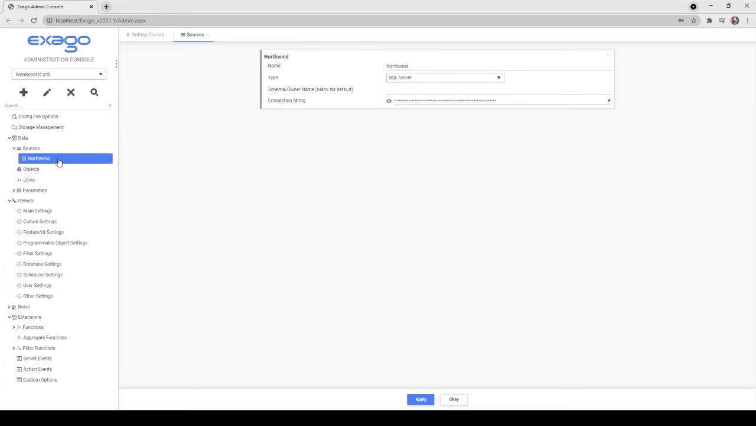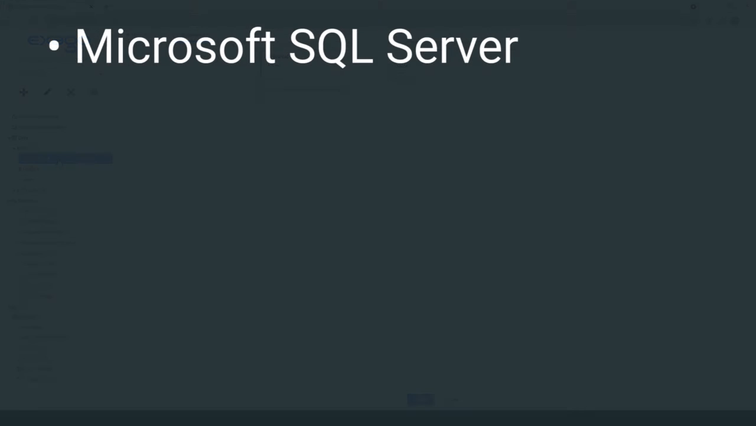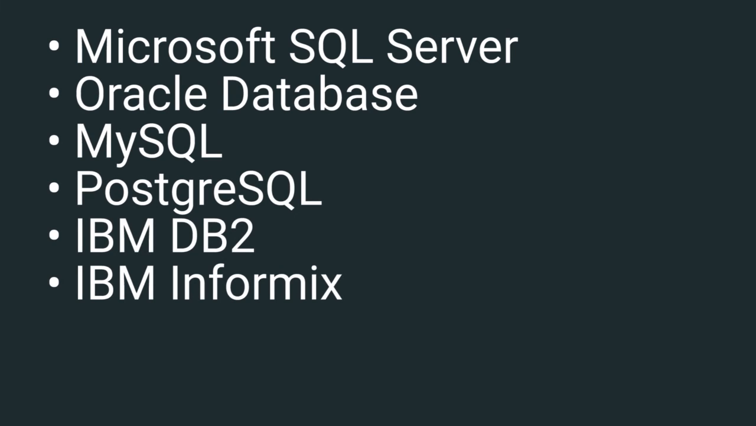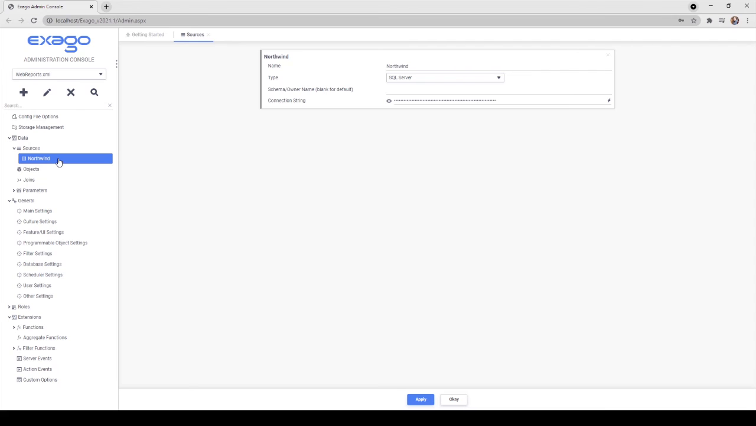Every data source will have one or more data objects, such as tables, views, database functions, or stored procedures. With the Automatic Database Discovery Wizard, Exago will automatically query for and suggest data objects as well as joins between these data objects to be added to the configuration. Discovery is available for Microsoft SQL Server, Oracle, MySQL, PostgreSQL, DB2, and Informix databases.